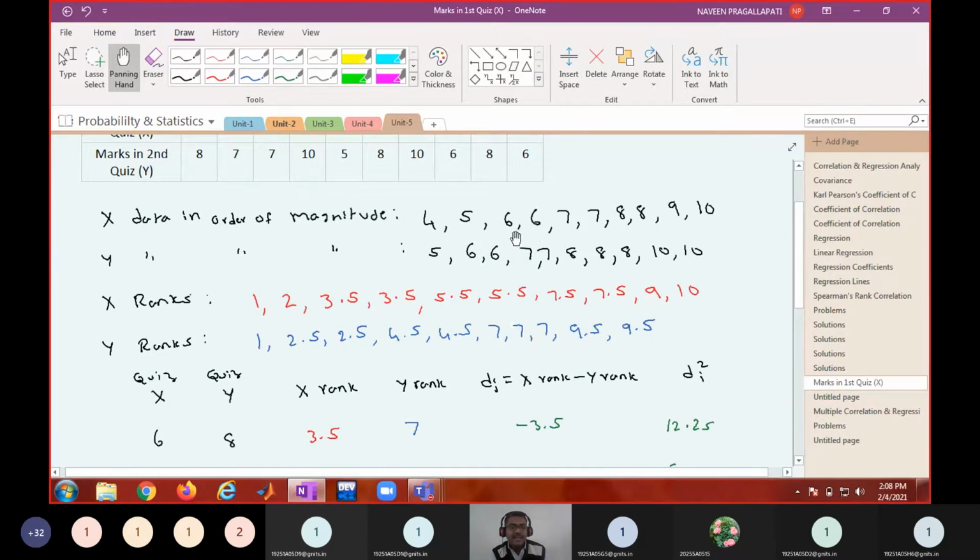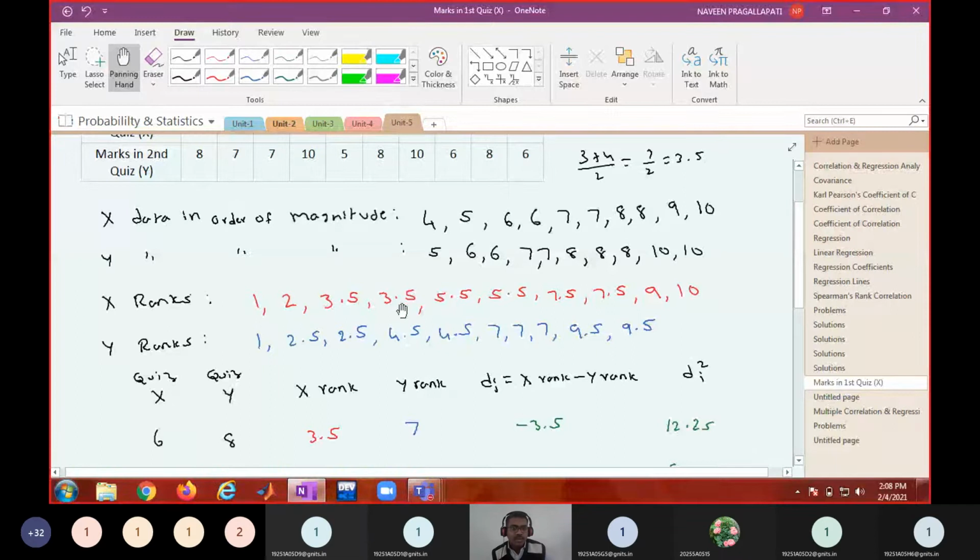That's why instead of writing 3 and 4, we are taking the average of the rank positions. This must be the third position, this must be the fourth position. What is the third and fourth rank? 3 plus 4 by 2. Average of 3 and 4 equals 7 by 2 equals 3.5. So this is 3.5, 3.5.